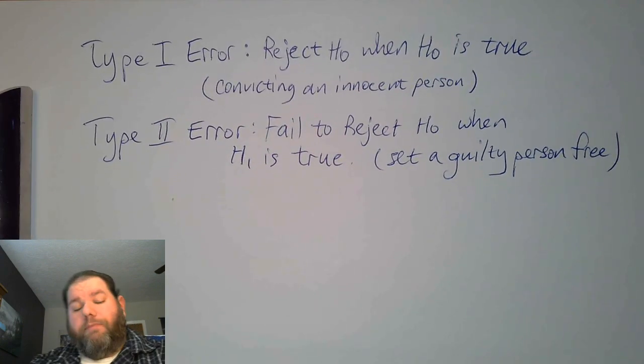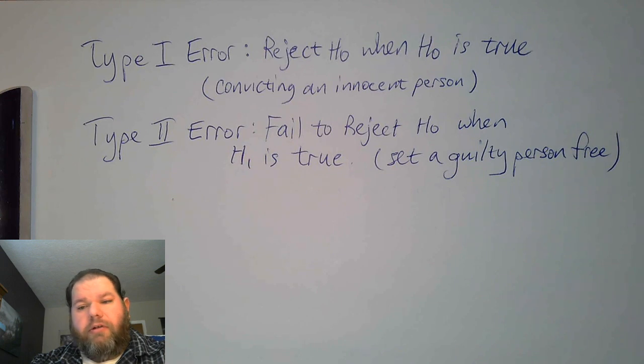Okay? Both of them would be bad things. We wouldn't want to convict an innocent person. We wouldn't want to set a guilty person free. But, you know, depending on evidence, depending on other factors, it may and it does happen, both scenarios. But we really don't want to make those types of errors, either one.